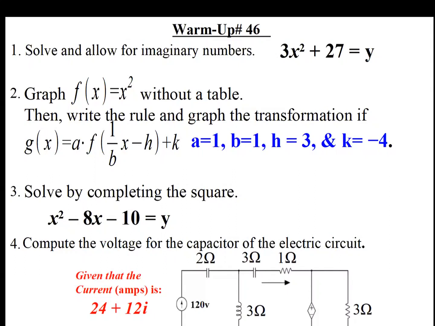Warm-up 46 is on your screen. You should be able to do all four problems by now. Problem number one says, solve and allow for imaginary numbers. Equation given, 3x squared plus 27 equals y.